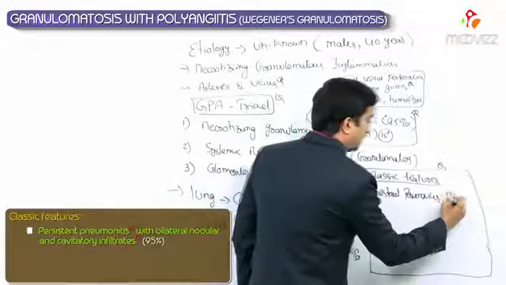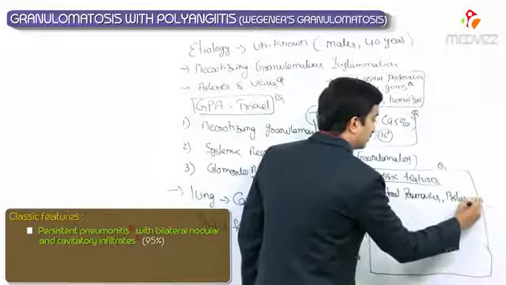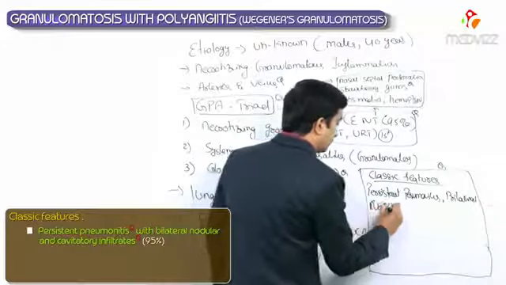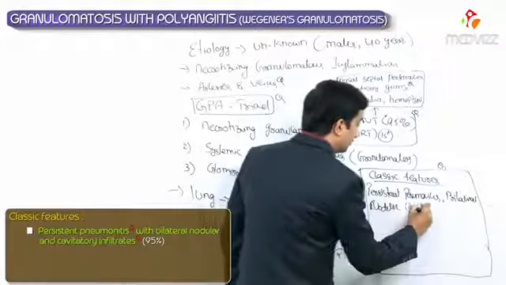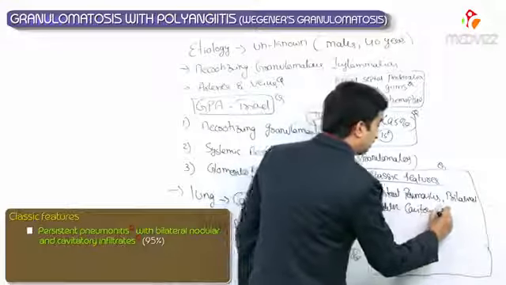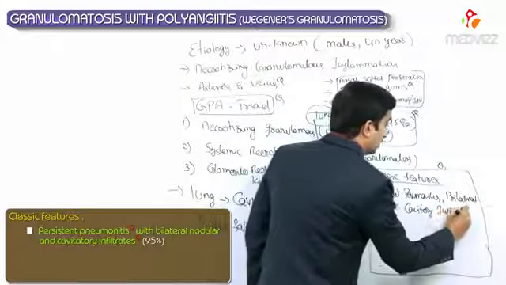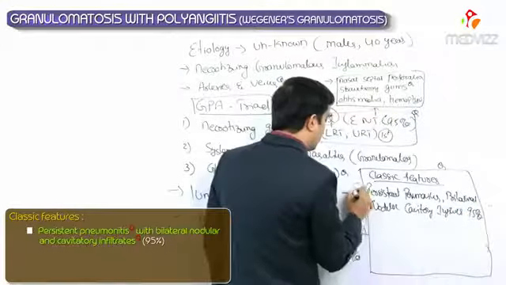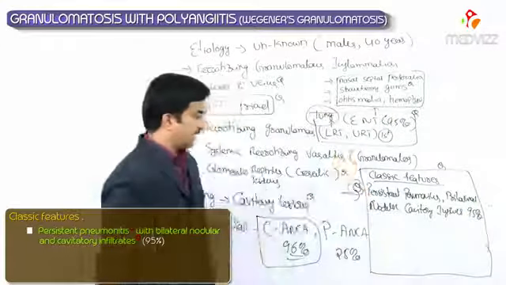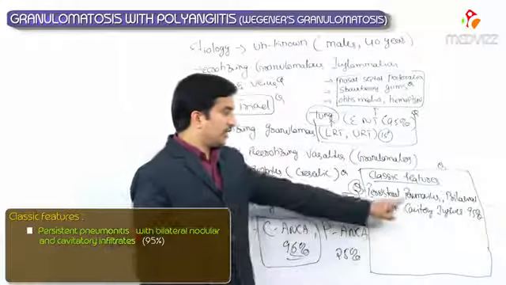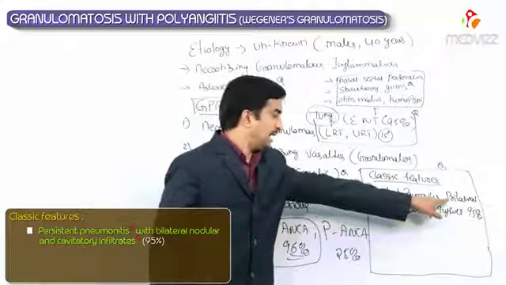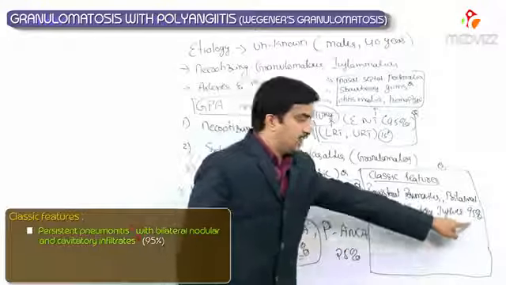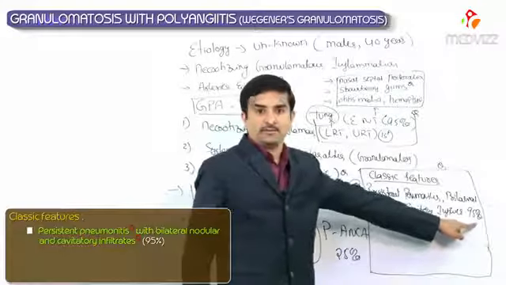So, bilateral, nodular, cavitary infiltrates are seen in 95% of the cases. So, this is more specific for Wegener's granulomatosis. Persistent pneumonitis with bilateral nodular cavitary infiltrates are seen in approximately 95% of the cases.